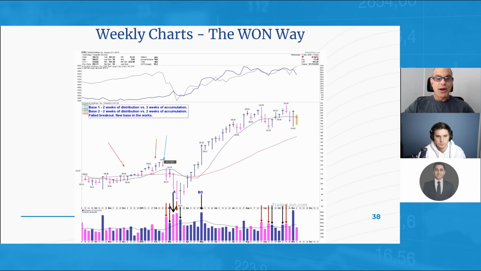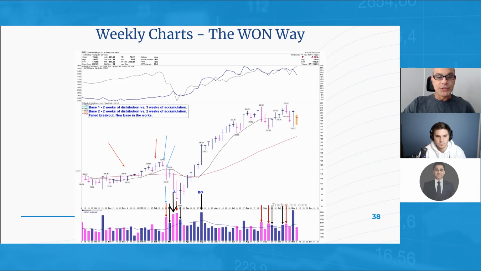So you always start counting the first week of a base as its first week down. So here's our first week down, and we can see on this week here, we've got a massive week of distribution. I'm going to remark it with the blue arrow that goes with this gap down and close below major moving averages. That is followed up by, however, accumulation, or a week of accumulation.